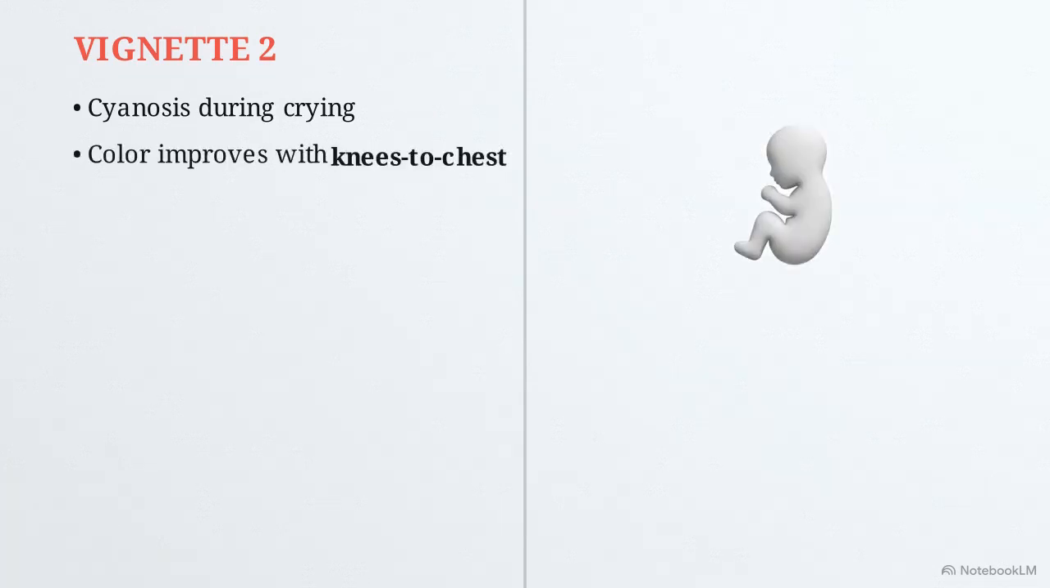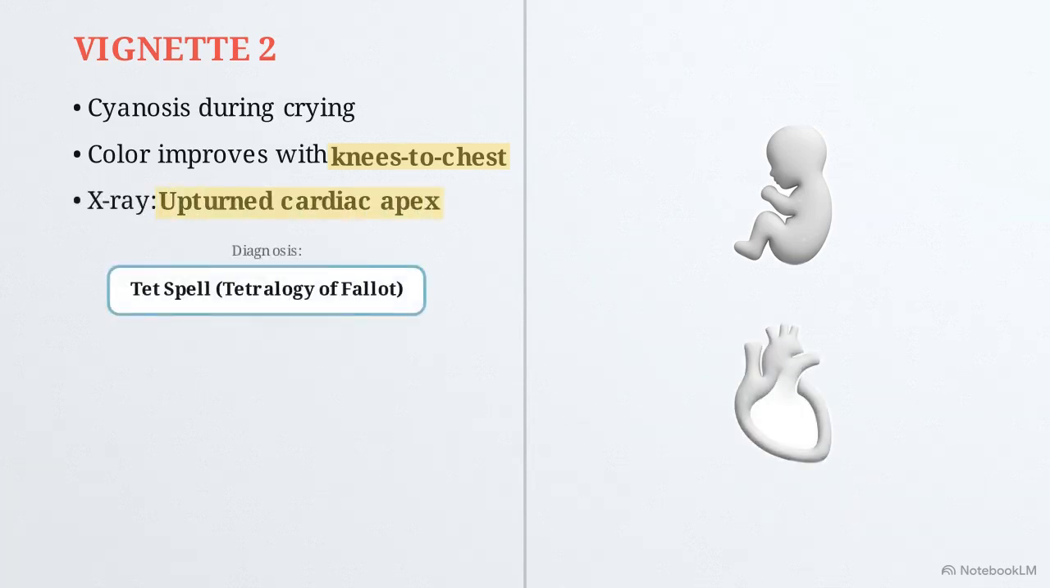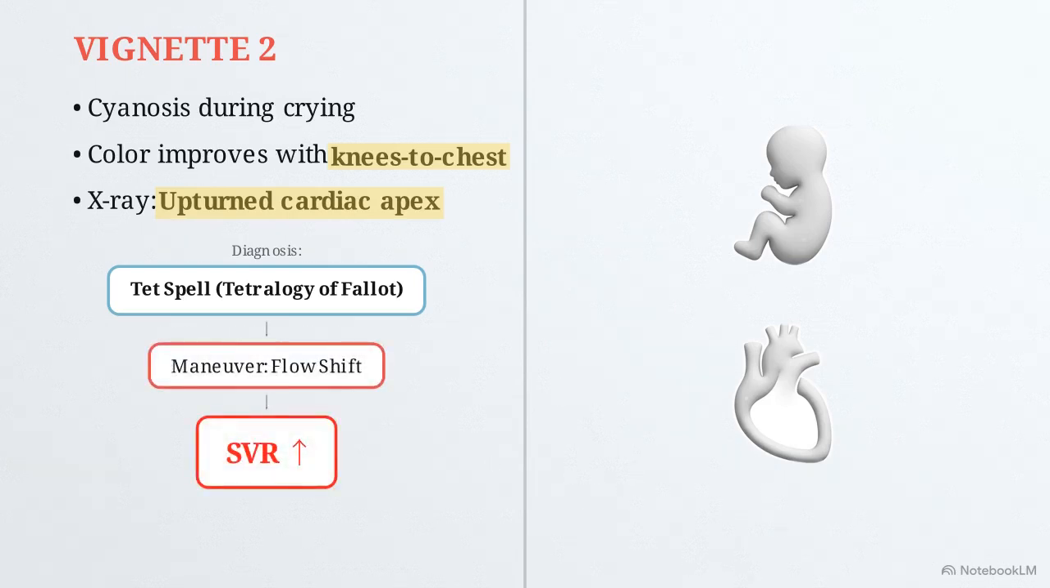Vignette 2. An infant turns blue crying, but pinks up when holding knees to their chest. The X-ray reveals an upturned cardiac apex, identifying a TET spell. The color improves because knees to chest creates shunt reversal by increasing systemic vascular resistance.